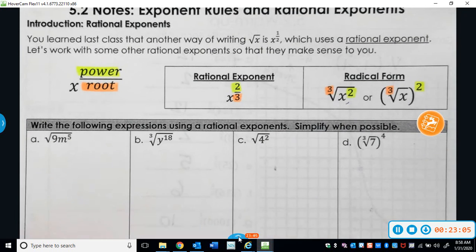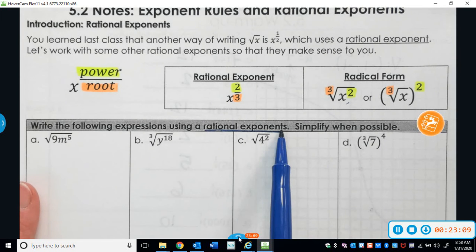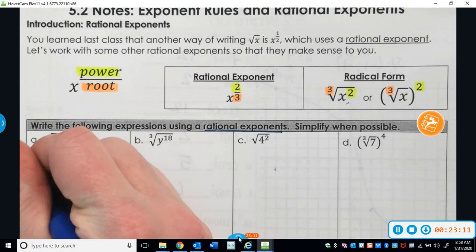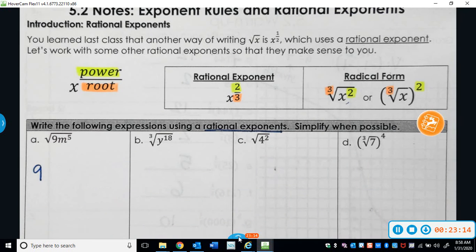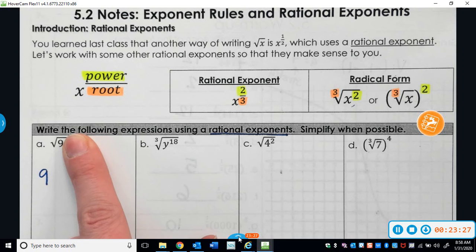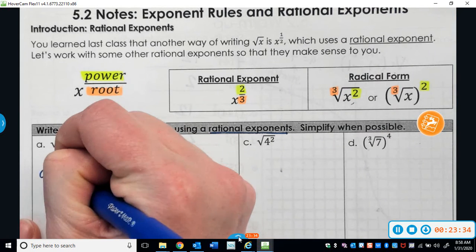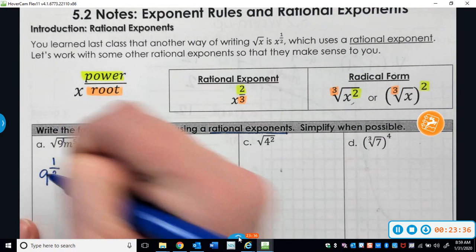All right. So how can I rewrite this as a rational exponent? So we'll start with the 9. What would be the rational exponent for the 9? Yep. It would be 5 over 2. Does 9 have an exponent of 5? The m does. What would technically be the exponent for the 9? How many 9s are there? 1. Yeah. So it technically has an exponent of 1. So it would have a power of 1, and then it's a square root, so it would be a root of 2.